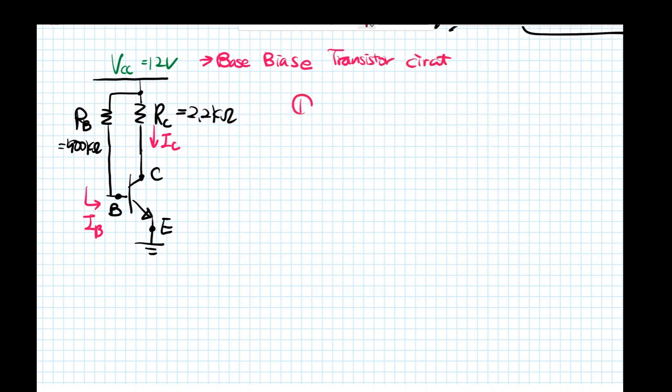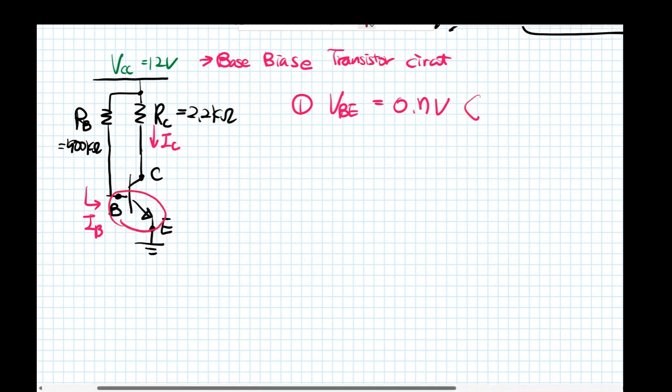So the question one, what is the V sub BE? It is 0.7 volt, right? Because V sub BE right there, that was the silicon diode. So this is why, okay?